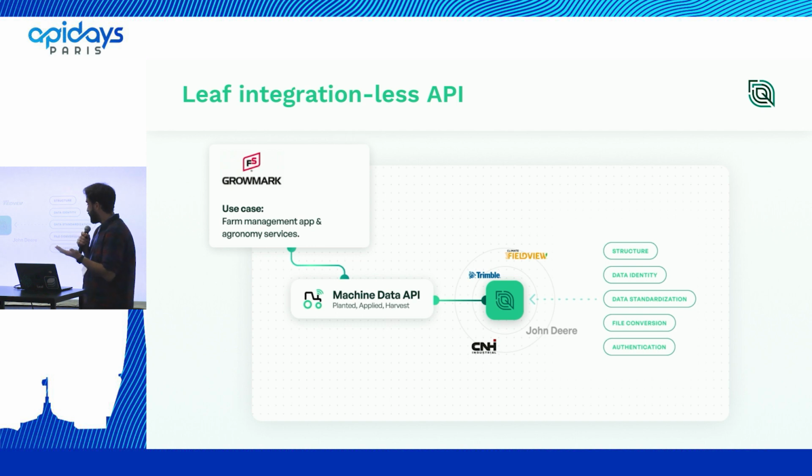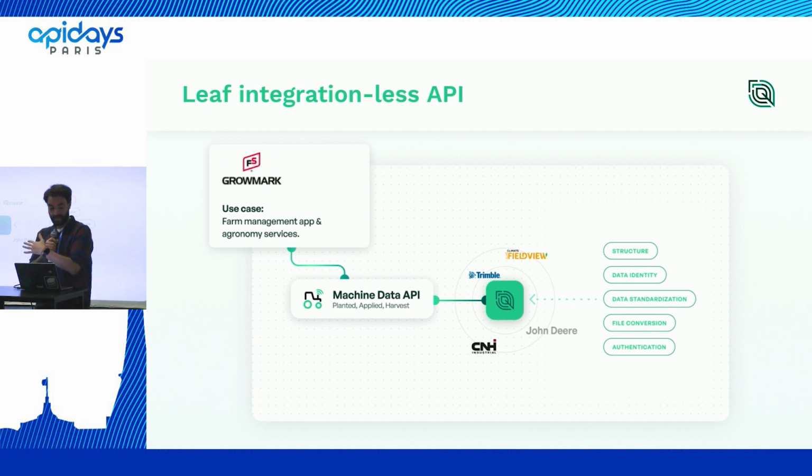One of our customers is a big cooperative of Illinois, Growmark. They use our data to access farm management apps. Through Leaf, they can access John Deere, and they can also access Climate FieldView, Trimble, CNHI, which all have APIs that talk about the same type of data, but in different formats. So they use Leaf to access all of them. We structure the data, and we create a unique data identity. So the same tractor, for instance, we can identify even if it comes from different APIs. We do data standardization, file conversion, and facilitate authentication.